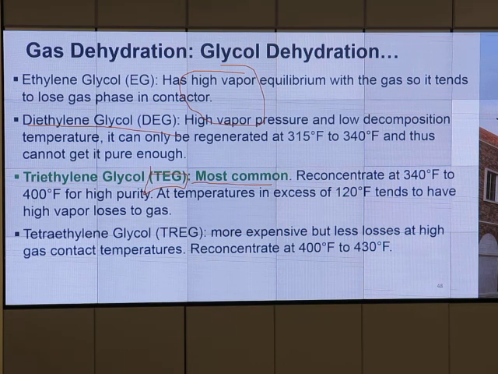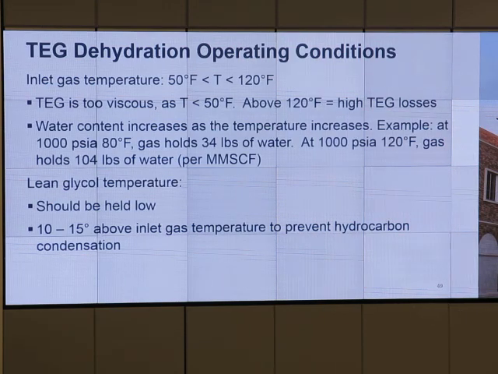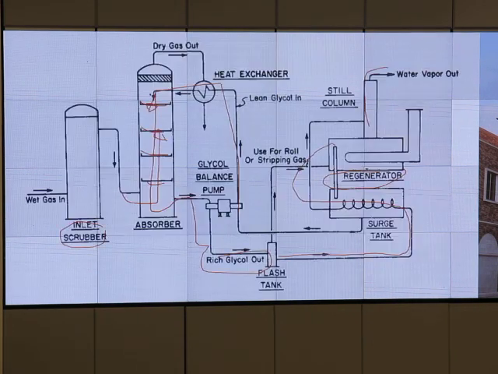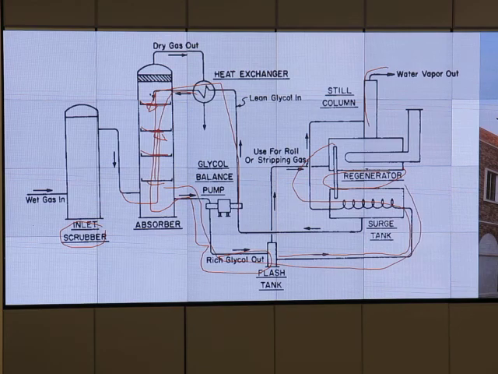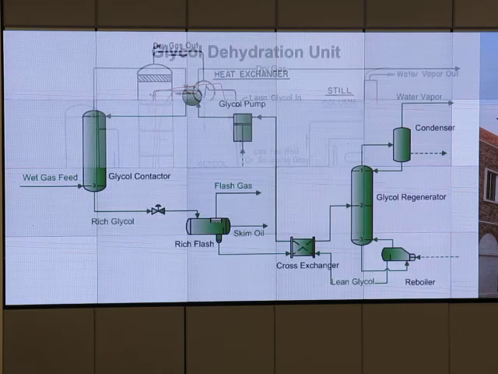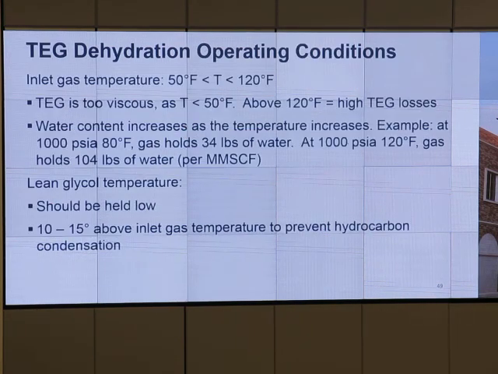We can heat it to 340 to 400 Fahrenheit. So the top one, we cannot heat it hot. Diethylene glycol, we cannot heat it hot. So we have inlet gas. We talk about this: lean glycol comes in. We heat it very hot in the regenerator to remove any water. That's the glycol part.